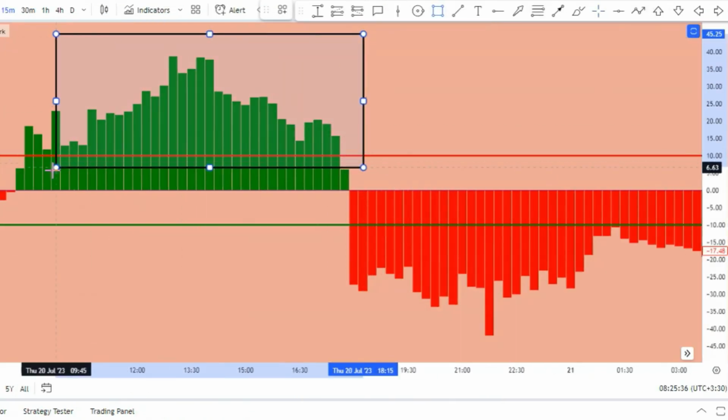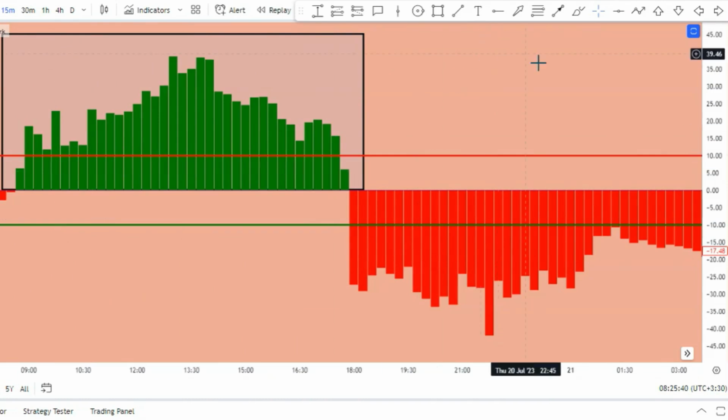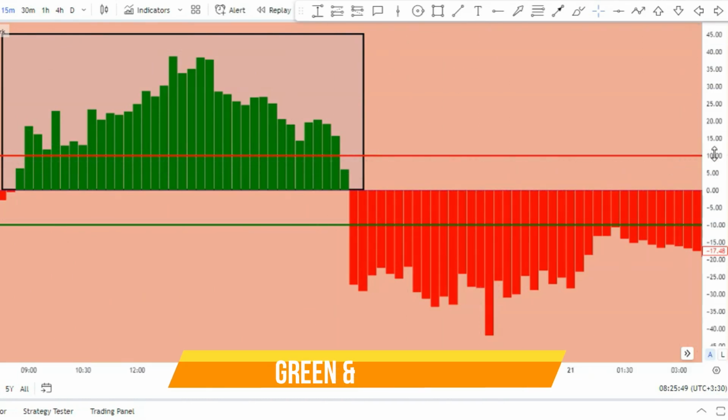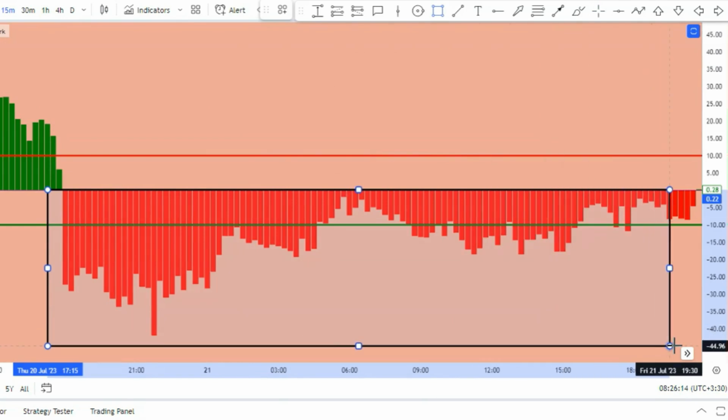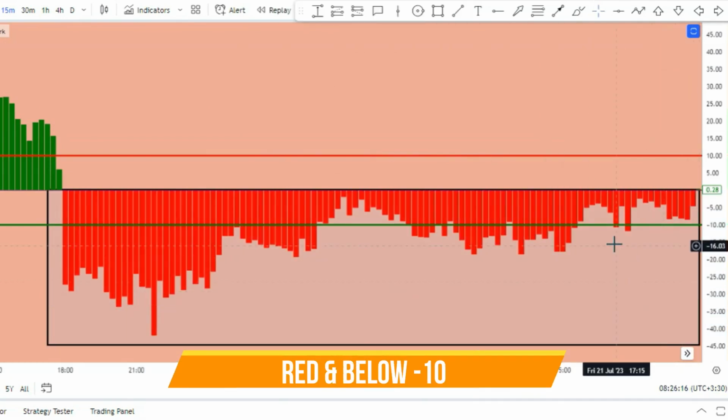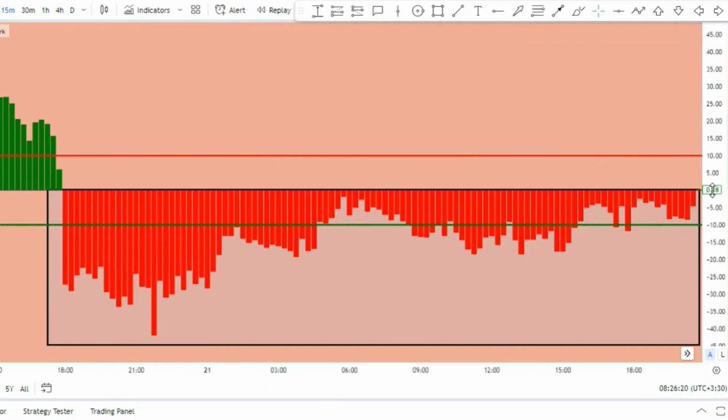So here's how it works. When the histogram turns green and rises above 10, that's a sign to scan the chart for potential buy signals. Conversely, when the histogram turns red and drops below -10, that indicates it may be time to search for sell signals and consider shorting the market. The histogram level acts as a threshold to determine whether we should be in a buying or selling mindset.